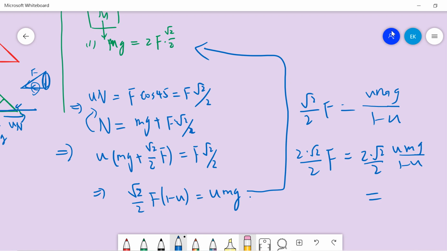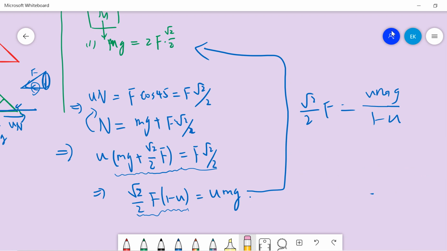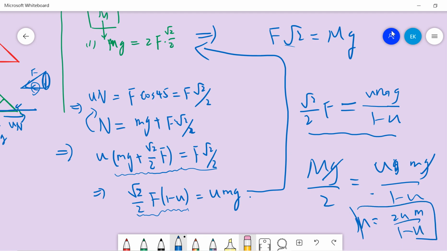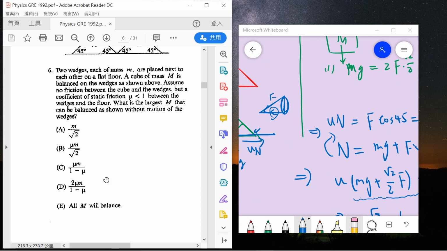So this one tells us this one, right? So we have this one, and this tells you that F square root of 2 is mg. So from this and this, I know that large mg divided by mu mg gives you 1 minus mu. So large M is 2 mu m over 1 minus mu. So the answer is 2 mu m over 1 minus mu. The answer is D.